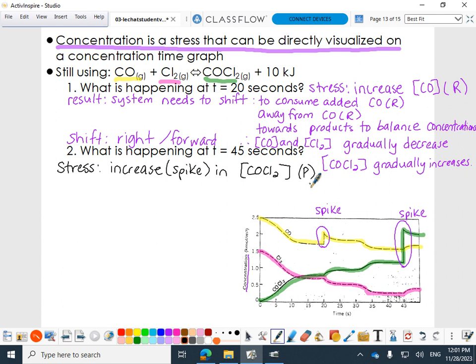Okay, so the result is the same type of opposite change. If you increase the product, then you have to shift to consume the added product. You have to shift away from the product. You have to shift towards the reactants to balance out the concentrations. Any of those are the same thing.